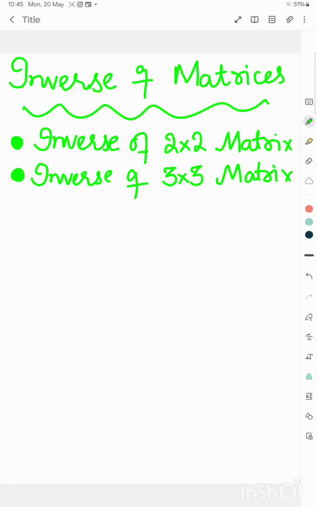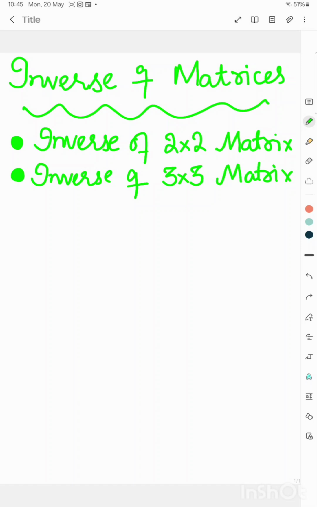Bismillahirrahmanirrahim. So students, the topic which we will discuss today is finding the inverse of matrices, and in this topic we will discuss two cases. One will be the inverse of a 2 cross 2 matrix, and the second case will be finding the inverse of a 3 cross 3 matrix. So students, first we will go for finding the inverse of a 2 cross 2 matrix.